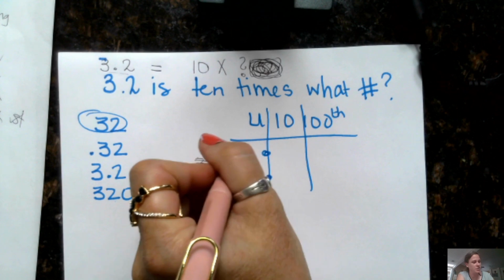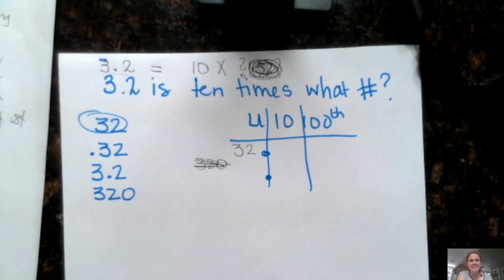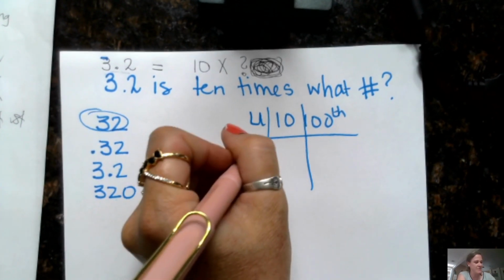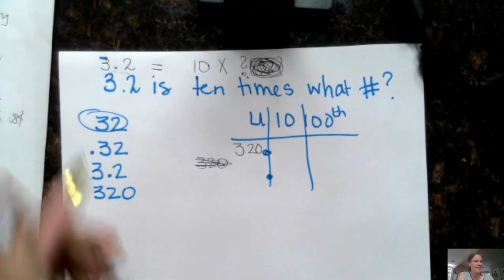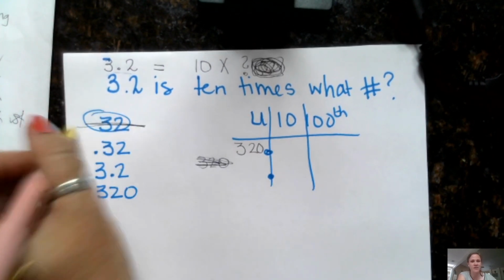So if I did 32, that would be there. And I did 10 times that, that would become 320. That's not what I'm looking for. Okay, so A is not good. Let's go to B.